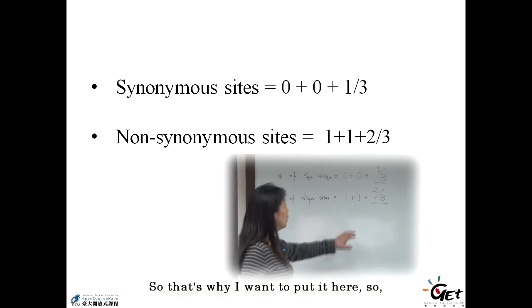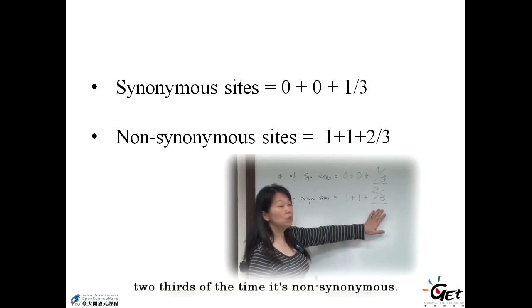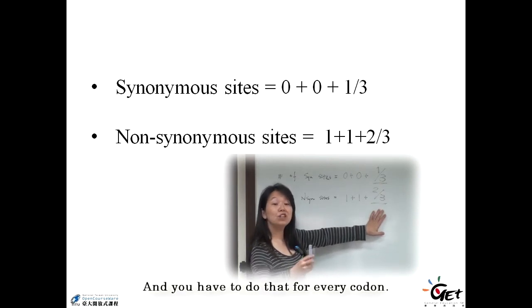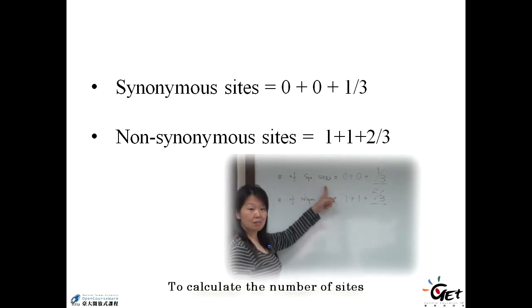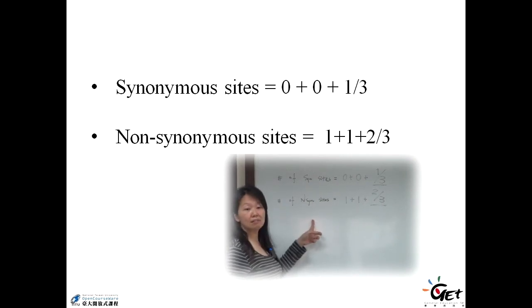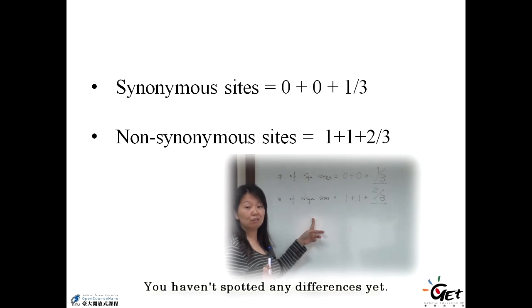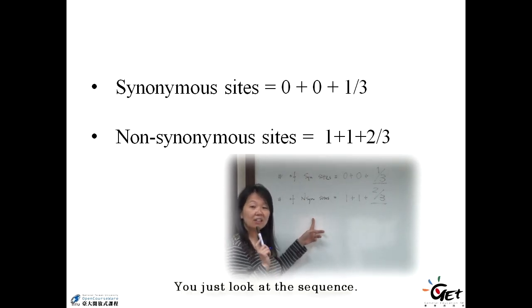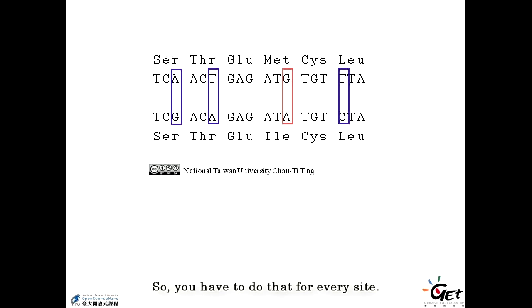So that's why I want to put it here. So 1/3 of the time, it's synonymous. 2/3 of the time, it's non-synonymous. And you have to do it for every codon to calculate the number of sites in each class. So this is no differences. You haven't spotted any differences yet. It's just look at the sequence and decide whether it's a synonymous or a non-synonymous site. So you have to do that for every site.